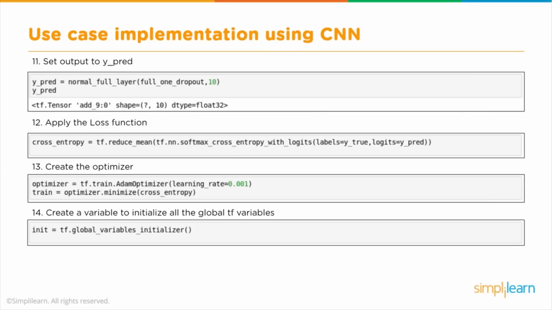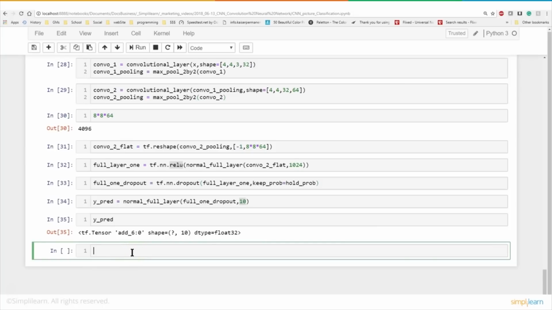So now we've done the setup all the way to the Y predict, which we just did. We want to go ahead and apply the loss function and make sure that's set up in there, create the optimizer, and then train our optimizer and create a variable to initialize all the global TF variables. So before we dive into the loss function, let me point out one quick thing, or just kind of a rehash over a couple things.